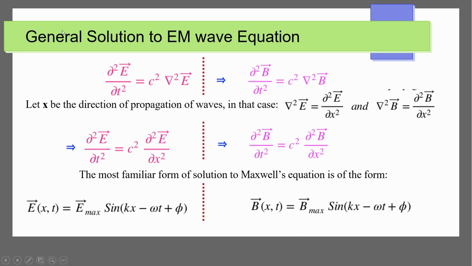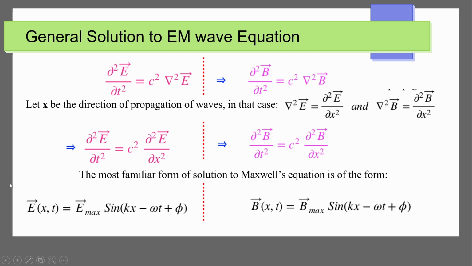Now we will convert both of these equations into their general solution. So we will find out the general solution of the EM wave equation. Now for both of these equations, let us consider x to be the direction of propagation of these waves. So in that case we can expand this Laplacian and replace it with dou square upon dou x square for both of these terms. So we get dou square E upon dou x square and dou square B upon dou x square, where E and B stand for electric field and magnetic field respectively. So from here we get these equations over here.